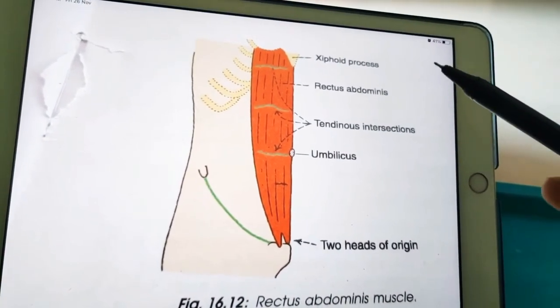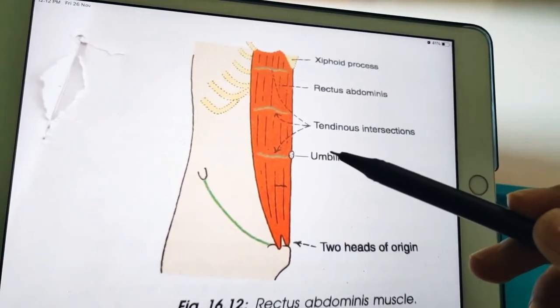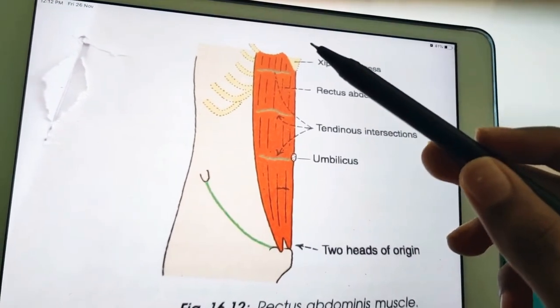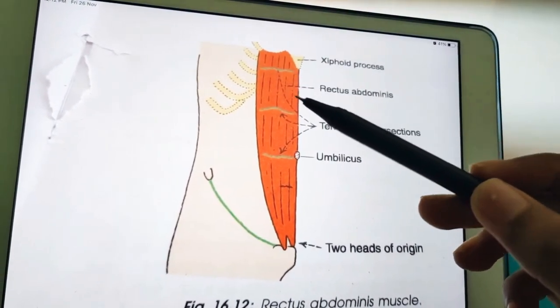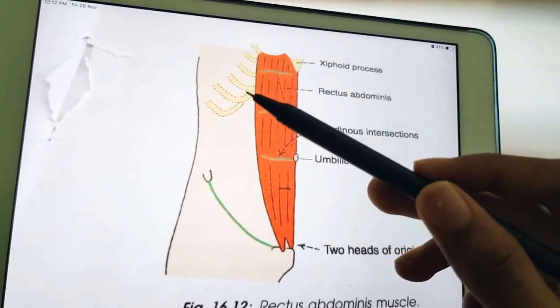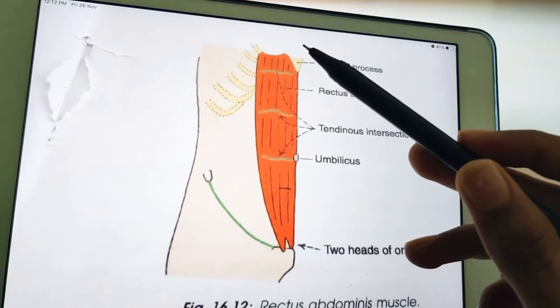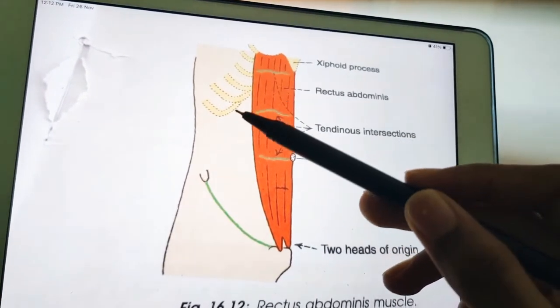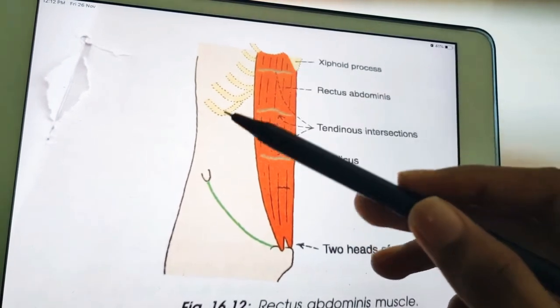Now coming to the insertion: on the front wall of thorax along the horizontal line, passing laterally from the xiphoid process and cutting in that order the 7th, 6th and 5th costal cartilage. You can see its insertion, it is inserting into the xiphoid process and also into the 7th, 6th and 5th costal cartilages here. So that is its insertion.